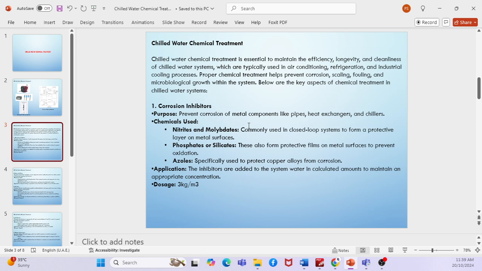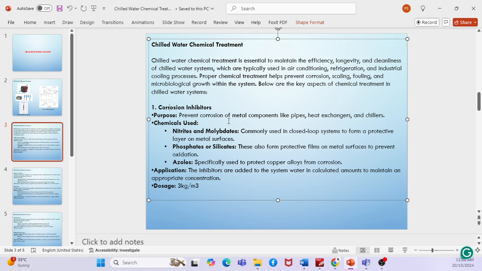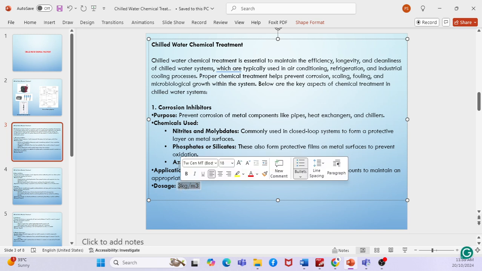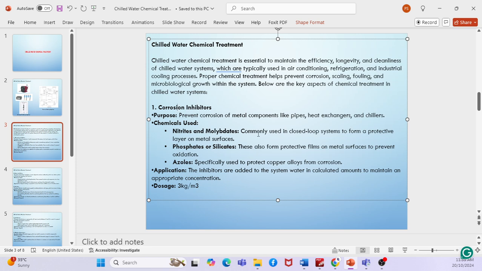If you go into the chilled water system, there are some very important properties. Say for example you have a corrosion inhibitor. This depends upon the manufacturer. For every cubic meter you will add 3 kg of the corrosion inhibitor chemical. So this is the ratio you asked about, right? Yes, sir.